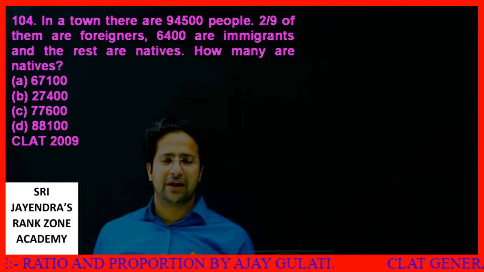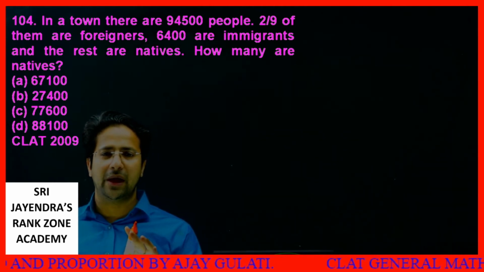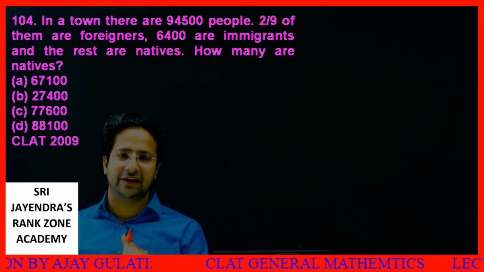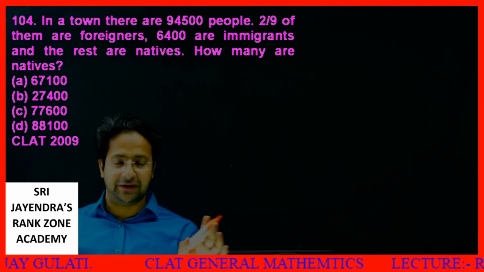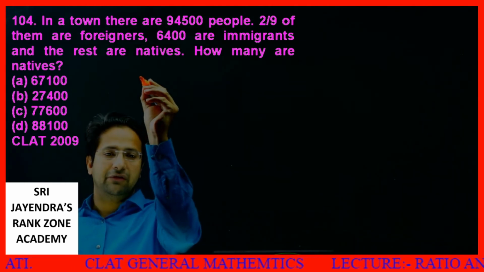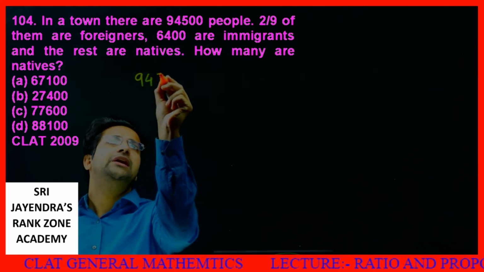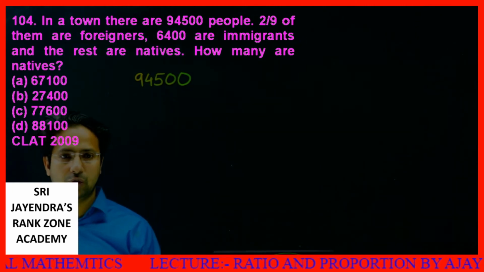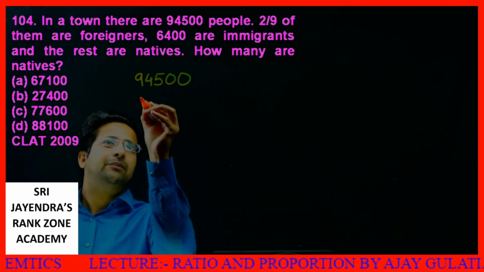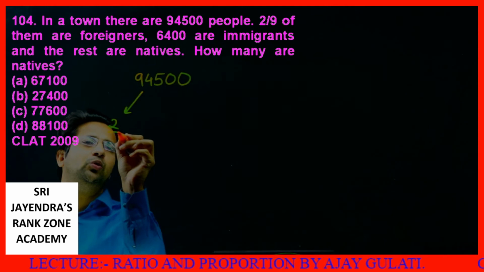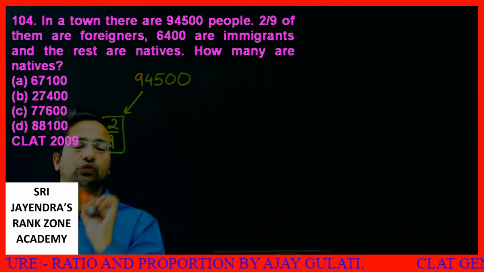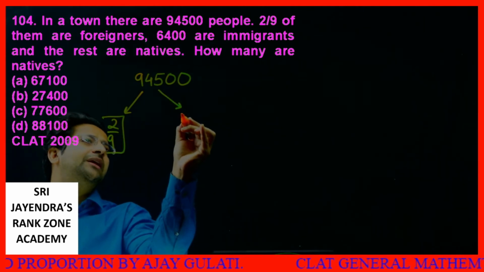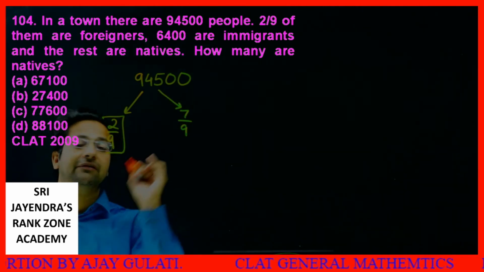In a town there are 94500 people. 2 by 9 of them are foreigners, 6400 are immigrants, and the rest are natives. How many are natives? Look students, we are given the total population of the town, 94500. Is it clear? Yes, it is clear to all. 2 by 9 of them are foreigners. I exclude these 2 by 9. So remaining is how much? Remaining is 7 by 9.